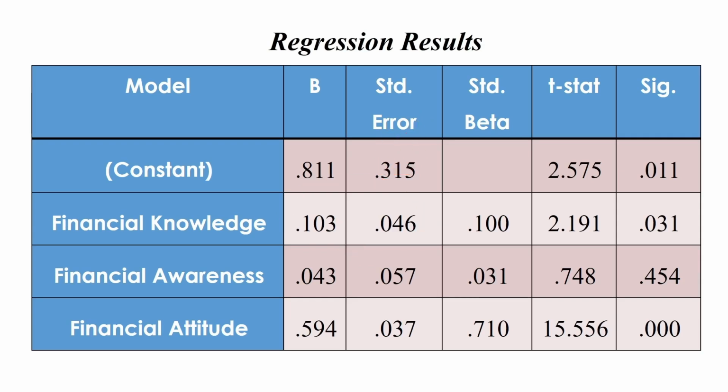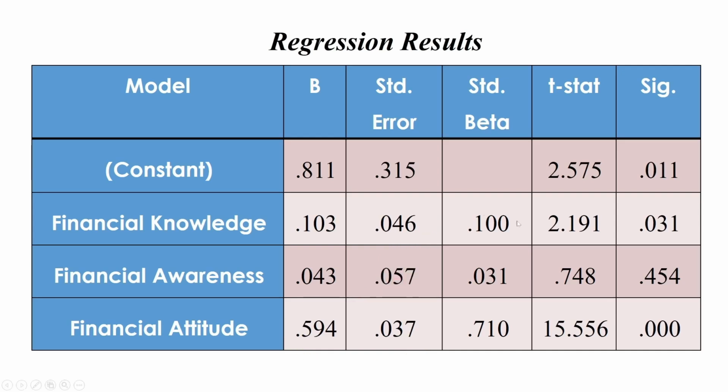At the same time, when financial awareness is increased by 1%, then personal financial planning, which is the dependent variable, will be increased by 0.043% and it may deviate by 0.057%. At last, the beta coefficient of 0.594 for financial attitude indicates that when financial attitude is increased by 1%, then personal financial planning will be increased by 0.594% and there may be an error of 0.03%.